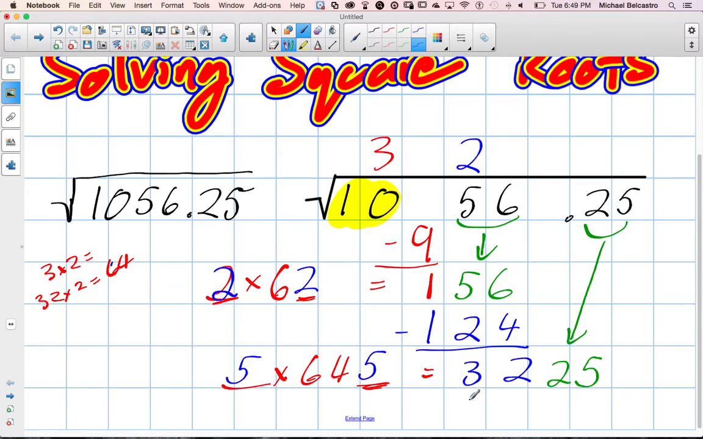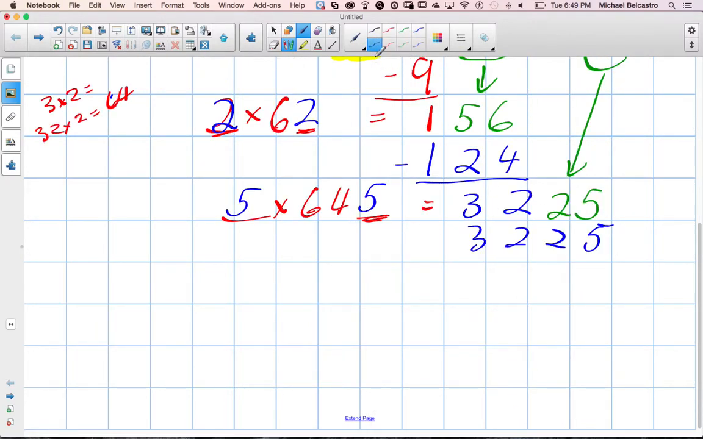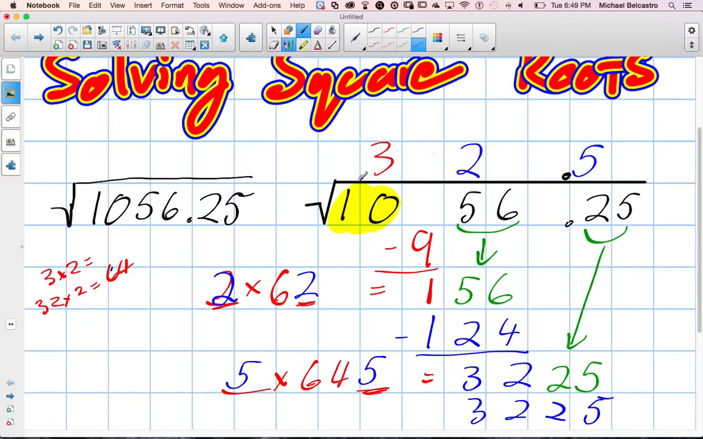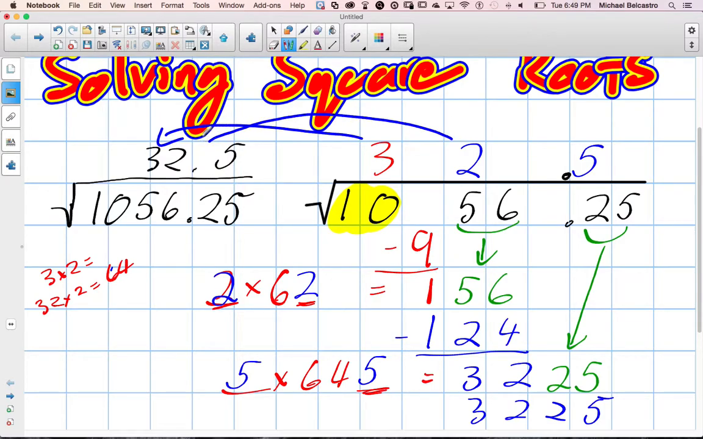And it comes out to 3225. Perfect. So that's the exact value. So the number 5 is now up here. So don't forget that decimal place. Okay? And when we subtract, we get 0. So what that means is the square root of 1056.25 is the number 32.5. I brought each of these values over. So that was a 3, a 2, and a 0.5. Okay?